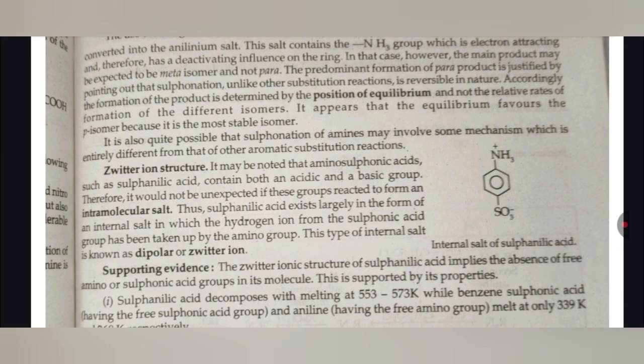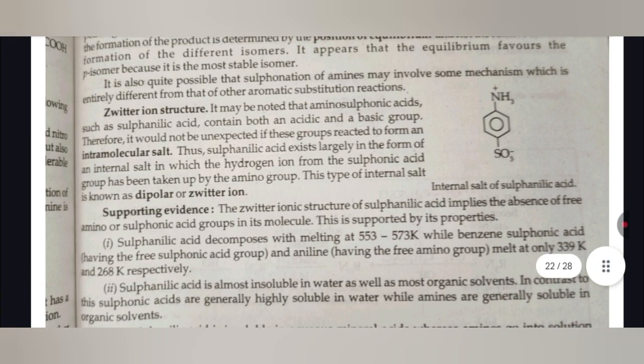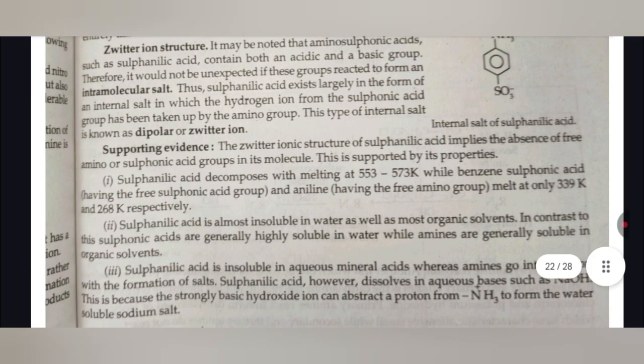unlike other substitution reactions, is reversible in nature. Accordingly, the formation of the product is determined by the position of equilibrium and not the relative rate of formation of different isomers. It appears that the equilibrium favors the para isomer because it is the more stable isomer. It is also quite possible that the sulfonation of amines may involve some mechanism which is entirely different from the other aromatic reactions. Zwitter ion structure.